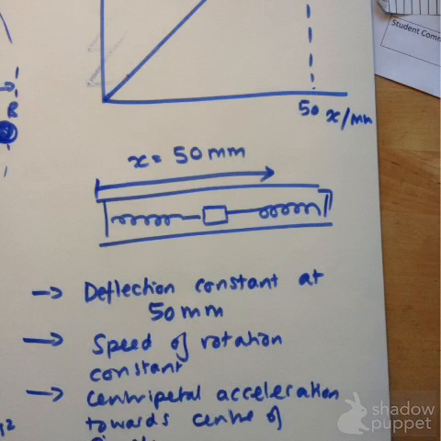So if we think back to the motion of the astronaut going round in a circle, okay, it's got a constant speed because the rotation is constant. Okay, so the velocity is changing because it's changing direction, but the speed is constant, and so therefore the centripetal acceleration towards the centre will be constant.